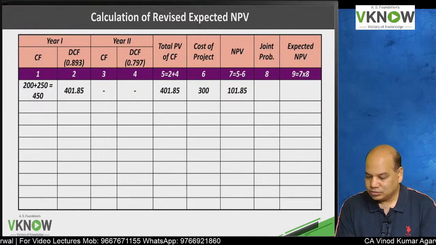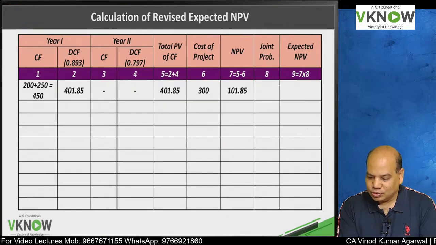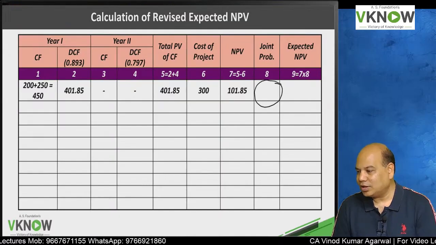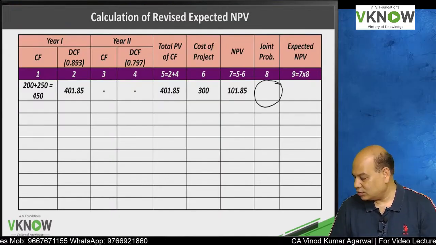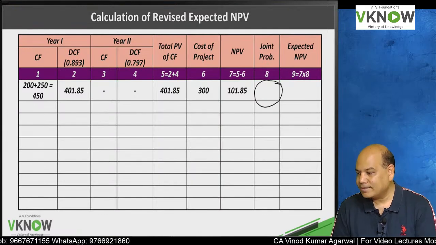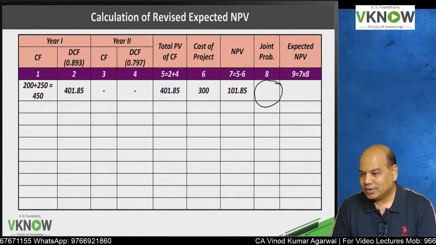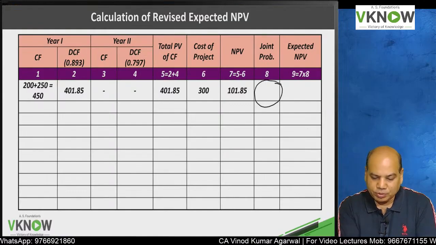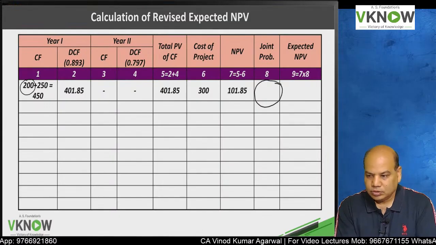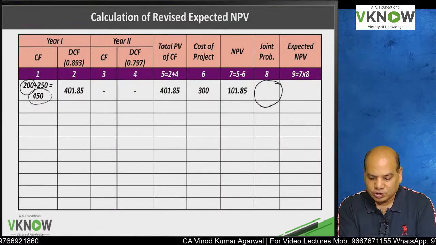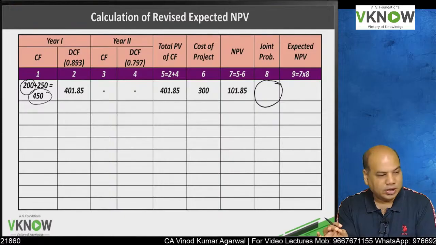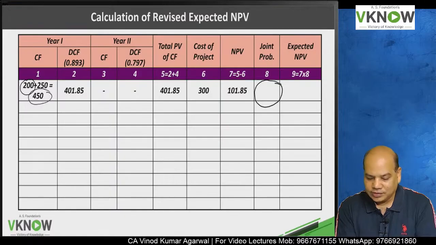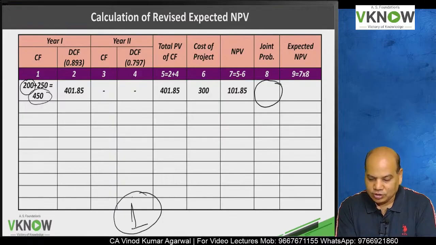My question is now, I want to check, are you intelligent or a copycat? What will be the probability here? Show your intelligence. What is the probability in column number 8? What is the probability that you are going to abandon the project? Come on, reply. One student has replied 1. 1 is not right.